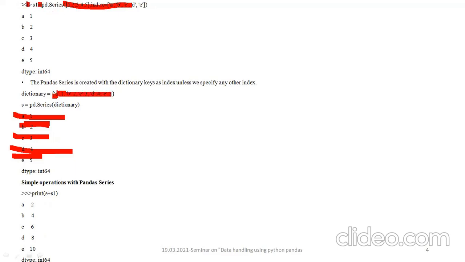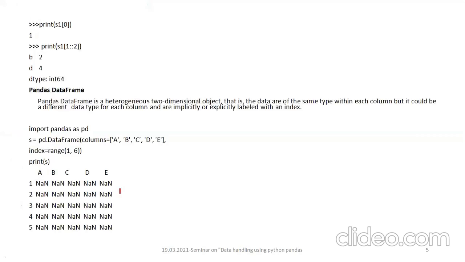So S1 and S, if both the keys are similar, we can do some operations, that is addition, subtraction, multiplication and all are possible. These are possible only if both the index values are equal. So in our example, both S1 and S have the same index values A, B, C, D, E. So the corresponding values will be added and we will get the result as the output here. Okay, so we can perform mathematical operations on this Pandas series.